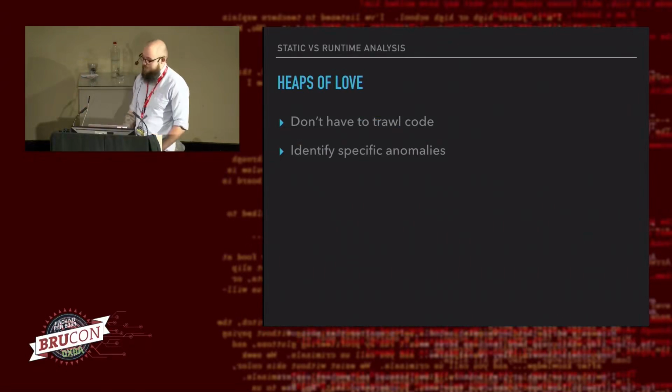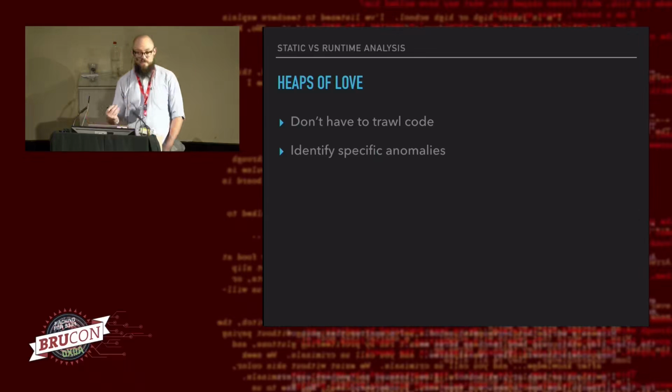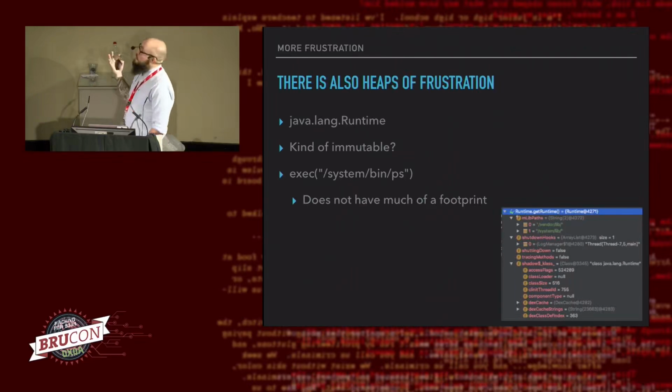So I have heaps of love for this approach because you don't have to troll code. You can programmatically specify the anomalies that you want to identify, which is pretty cool. For example, you can say, scan this code and tell me if these objects exist, and if they do, A, B, and C. But there's also some frustration.